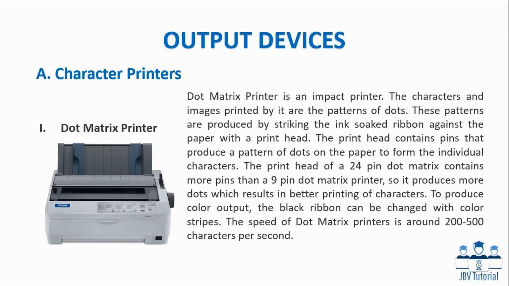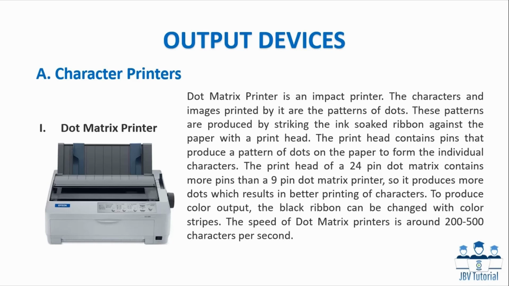Dot matrix printer. Dot matrix printer is an impact printer. The characters and images printed by it are the patterns of dots. These patterns are produced by striking the ink-soaked ribbon against the paper with a print head. The print head contains pins that produce a pattern of dots on the paper to form the individual characters.